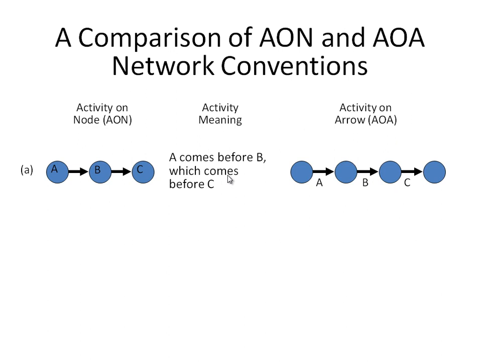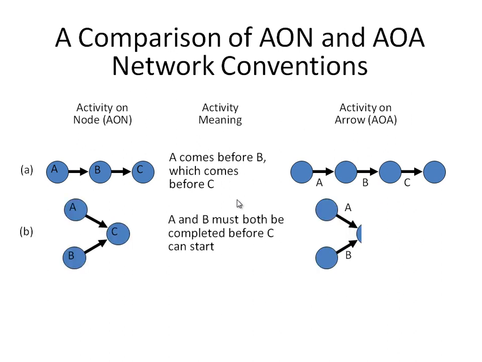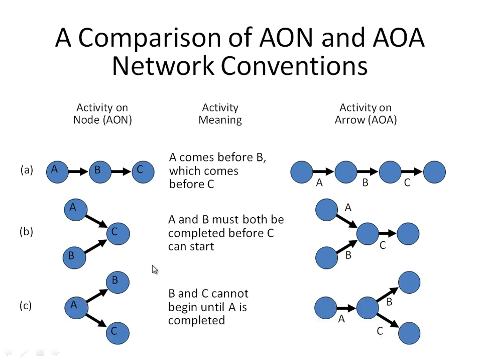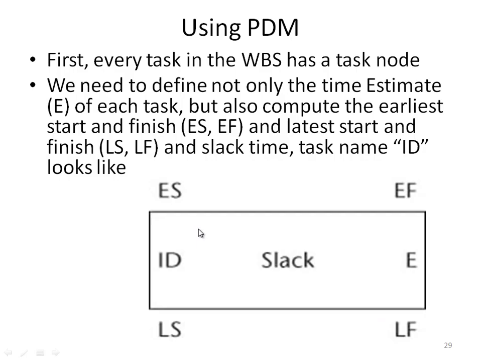If you look at the different representations, when we have A and B before C, you can use the activity on node in this way, while in the activity on arrow in this way. And again, if A is the predecessor for both B and C, then we can show it like this in the activity on node, while like this on the activity on arrow.